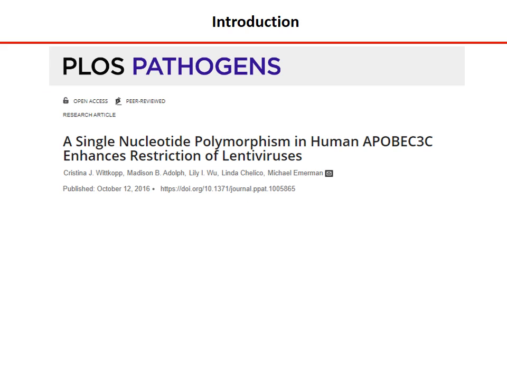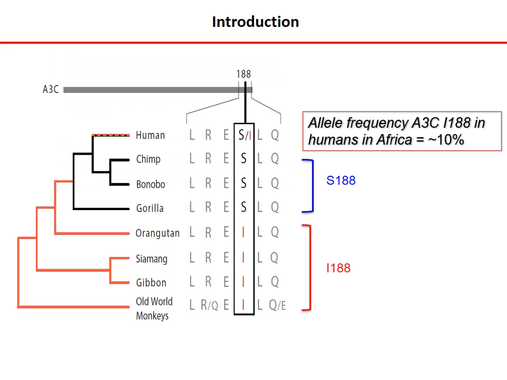A single nucleotide polymorphism in human A3C causes a serine at amino acid residue 188 to change to isoleucine. This polymorphic form was reported to restrict HIV-1 replication 5 to 10-fold more than the common human A3C form. This increased activity was due to the formation of a dimer. However, this polymorphism is specific to human A3C only, as the old world monkeys have only isoleucine and great apes like chimp and gorilla have serine at position 188.